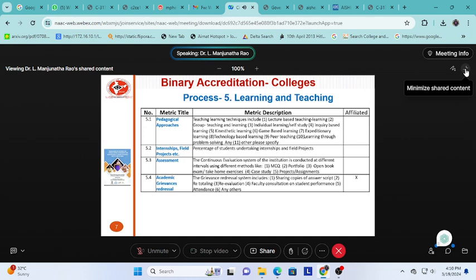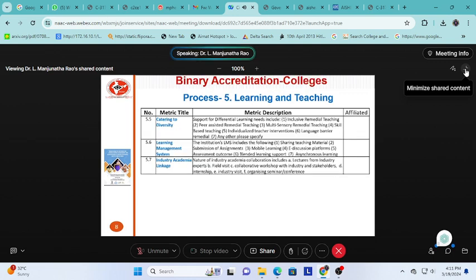Assessment: the continuous evaluation system of the institution is conducted at different intervals using different methods like MCQ, portfolio, open book exam or take-home exercises, case study, projects or assignments. Academic grievance redressal system: is it in place in the institution or not? Sharing copies of answer script, retotaling, re-evaluation, faculty consultation on student performance, attendance, any others.